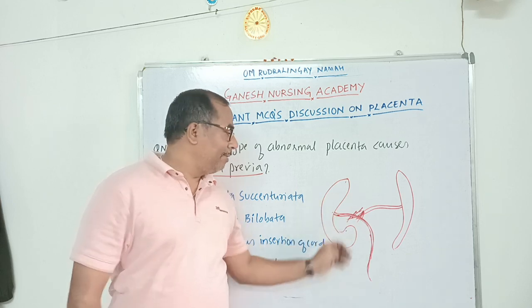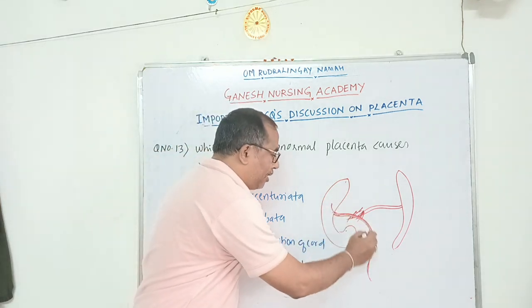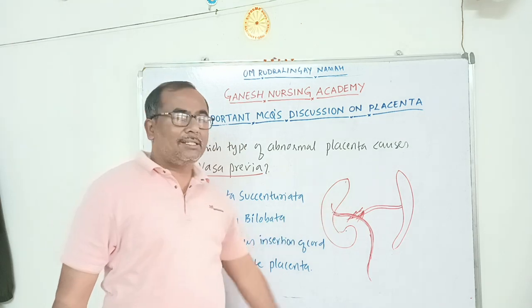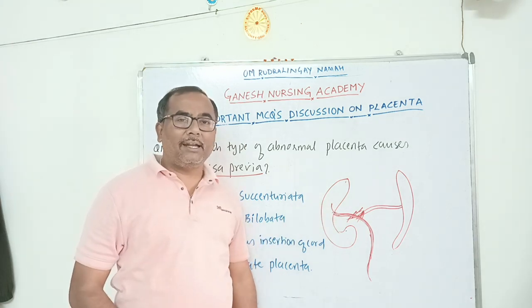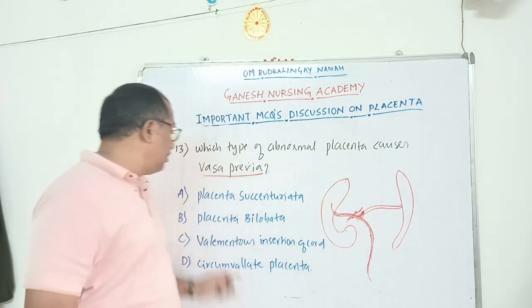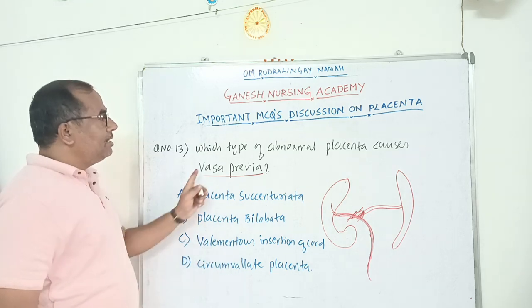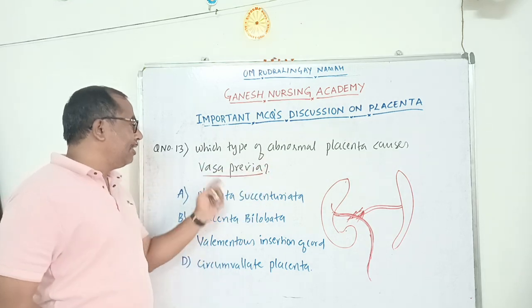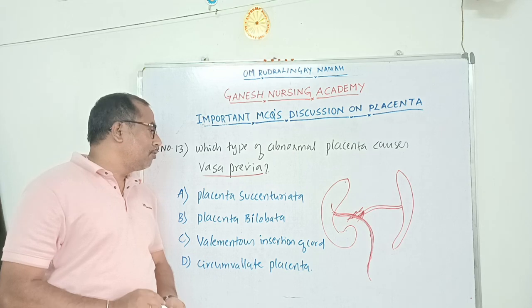fetal bleeding. The blood is coming out of the fetus and it is losing blood. Because of this, fetal death can also happen. So this is known as vasa previa. In which type of abnormal placenta does this vasa previa occur is the question here.